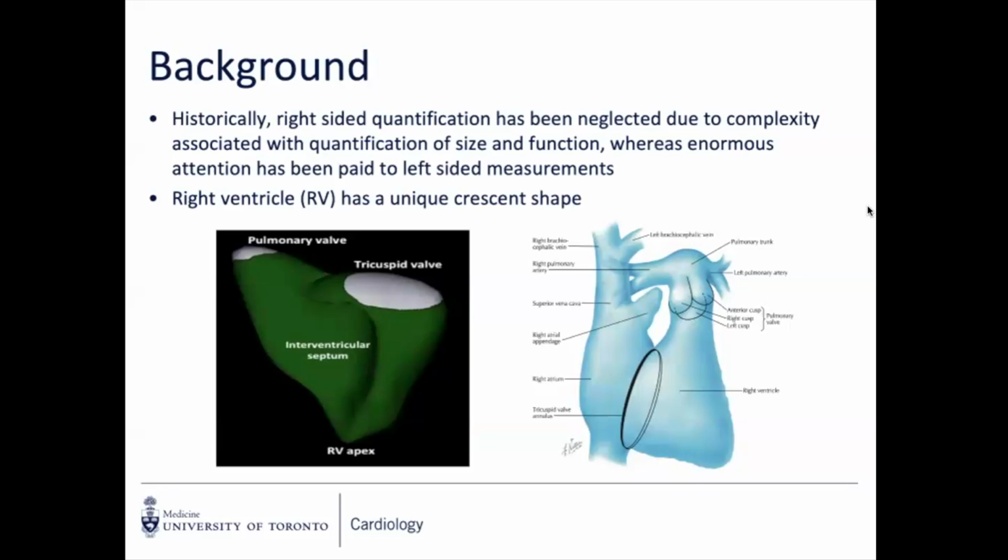In terms of the background with respect to the right side, it's historically been neglected for numerous reasons. One reason is that it has a unique crescent shape that makes it challenging to get measurements. In addition, we've often paid enormous attention to the left side, for which we have ample data and studies to support its use. So the goal of this is to demystify the right side a bit and see what is promoted by the guidelines and how we can incorporate that into our practice.